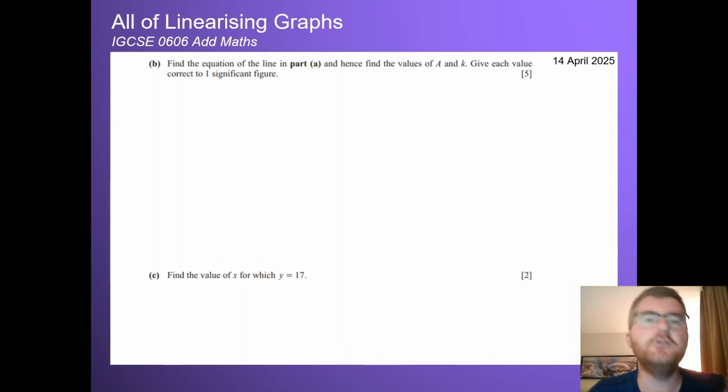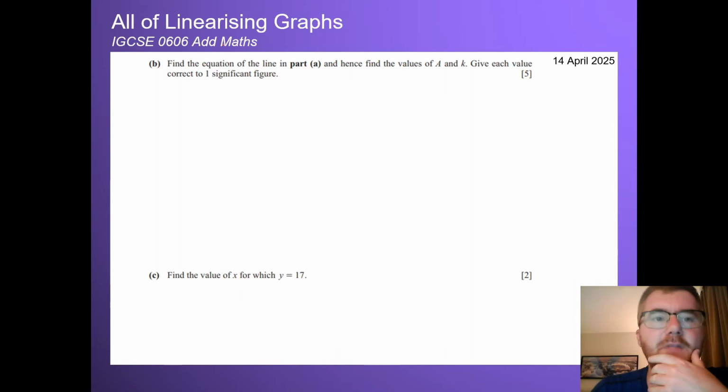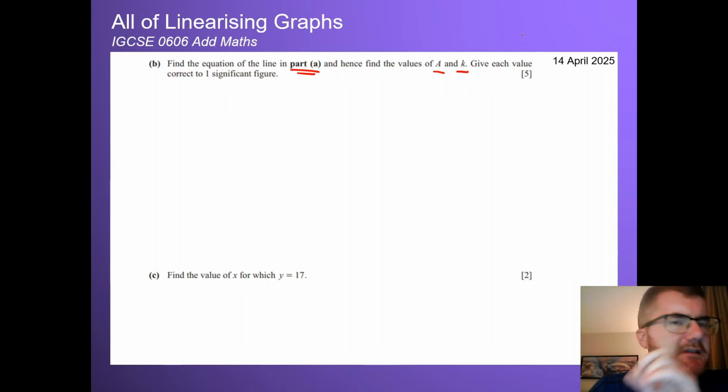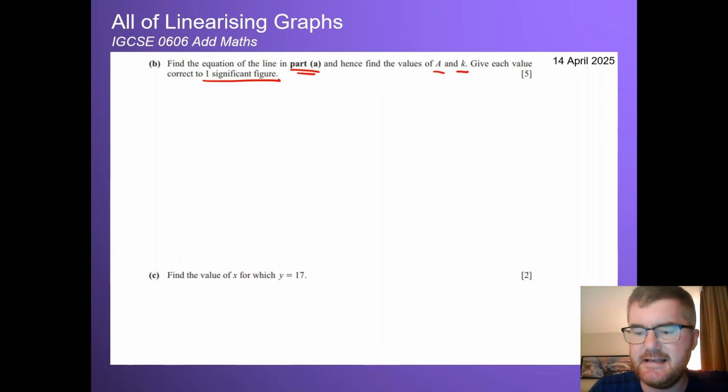Now, this is the usual thing that they'll ask you here. So we need to find the equation of the line in part A. Again, that's fairly straightforward to do. And then we need to find the values of A and K, which is where students generally struggle. And something to be aware of here, we need to give each value correct to one significant figure. So don't forget to do that at the end.